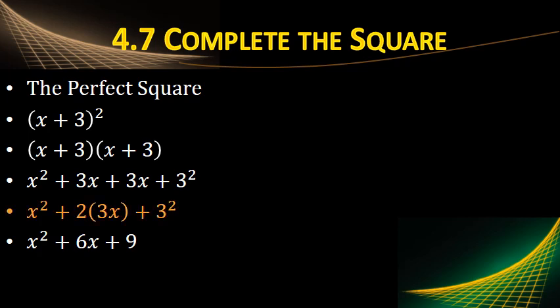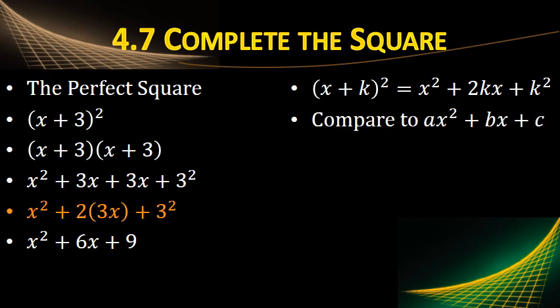But let's look at that previous step. In general, we can say that x plus k squared is x squared plus 2 times k times x plus k squared, just like we saw with the x plus 3 squared. So let the k be 3, and you have the same thing.